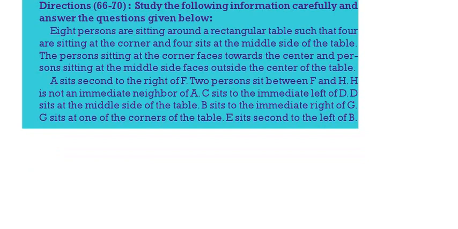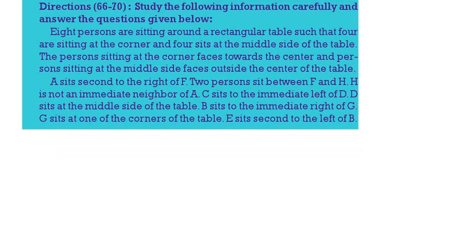2 persons are there between F and H. H is not the neighbor of A. C is on the immediate left of D. D is in the middle of one of the sides. B sits to the immediate right of G. G sits at one of the corners of the table. E is sitting second to the left of B.